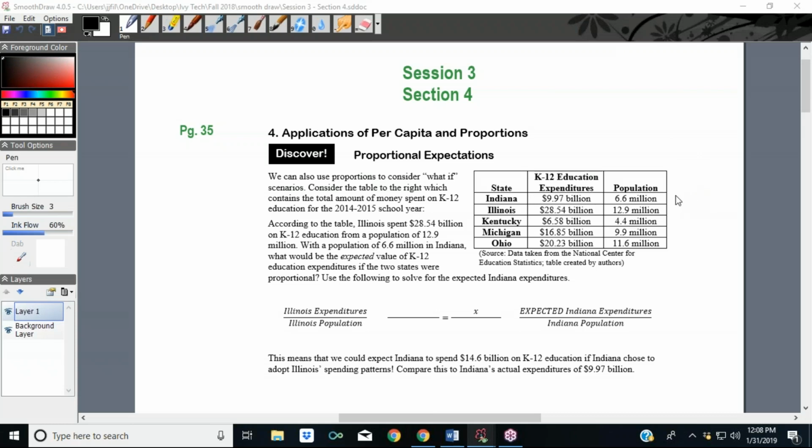We're looking at section 4 and 5 today. So let's see, we're going to start today on page 35 in your book. So if you have your book out, follow along, that would be helpful.